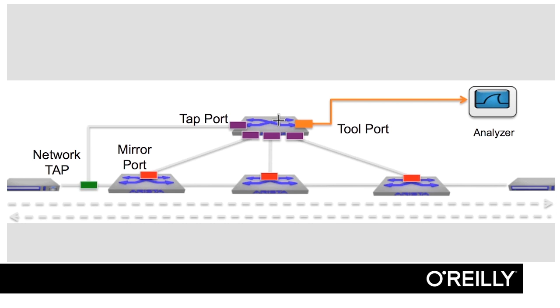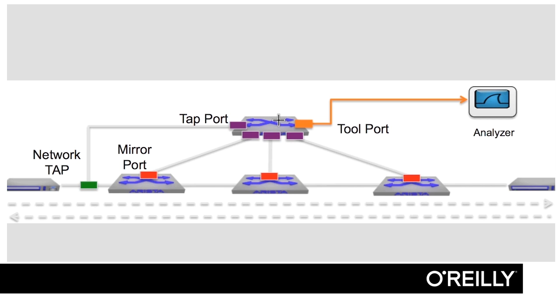There are two roles that an interface can play when the switch is running in tap aggregation mode. There are tap ports and tool ports. In this picture, we have the tap ports identified as purple and the tool port identified in orange. The optical tap or mirror from other switches feed into what is known as tap ports. The tap ports only ever receive. They never send or transmit anything out to the network.